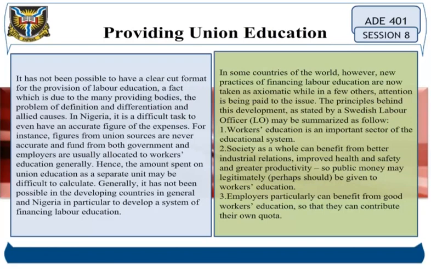Providing union education. It has not been possible to have a clear-cut format for the provision of labor education, a fact which is due to the many providing bodies, the problem of definition and differentiation, and allied causes. In Nigeria, it is a difficult task to even have an accurate figure of the expenses. For instance, figures from union sources are never accurate, and funds from both government and employers are usually allocated to workers' education generally. Hence, the amount spent on union education as a separate unit may be difficult to calculate.